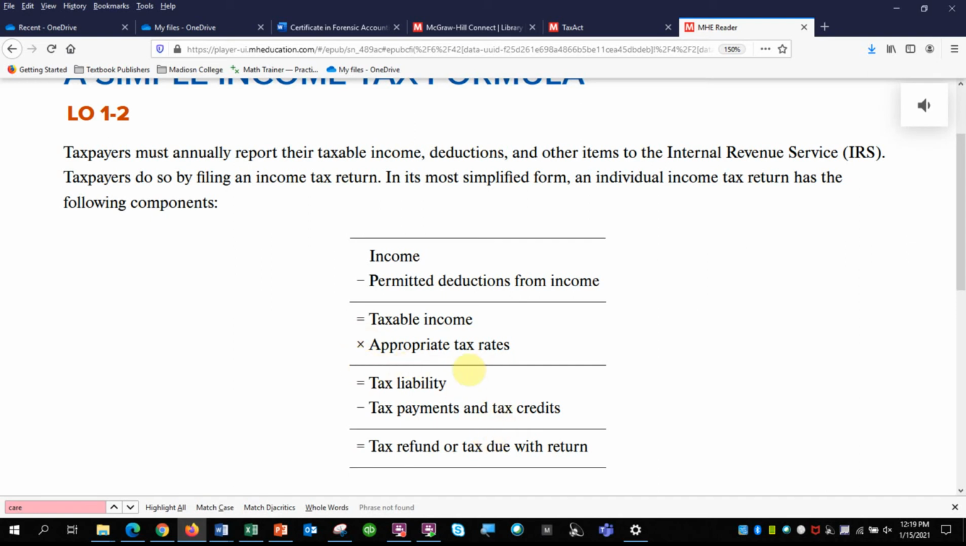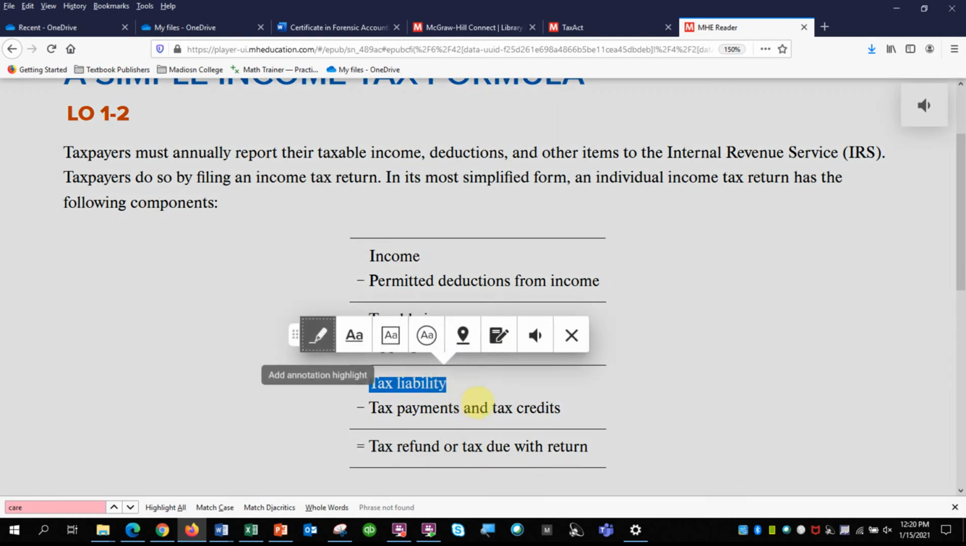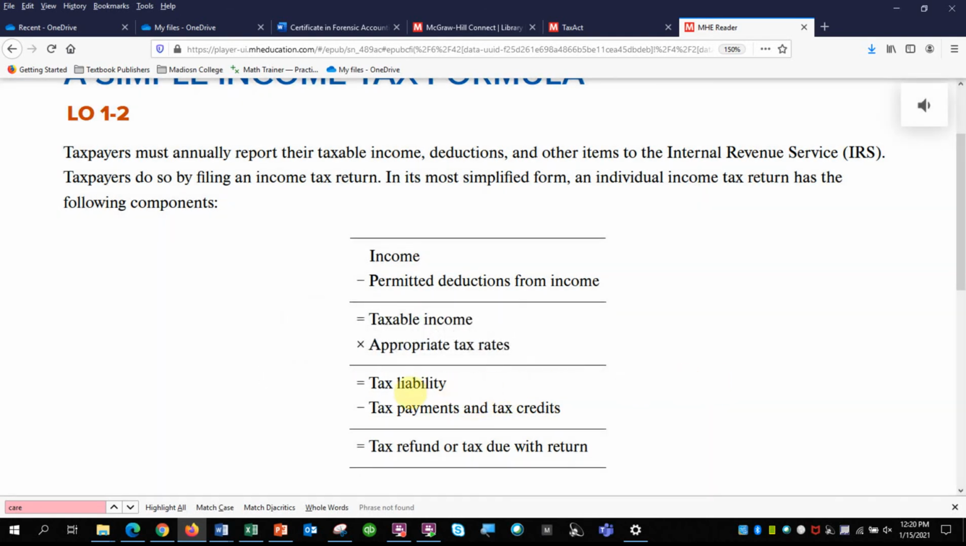And then you apply the tax rates, which we just did. Or we can look, if their taxable income is less than $100,000, we can go right to the tax tables. And we'll demonstrate that later, if not in this video, the next. And you wind up determining your tax liability. That's the amount of taxes that you have to pay.